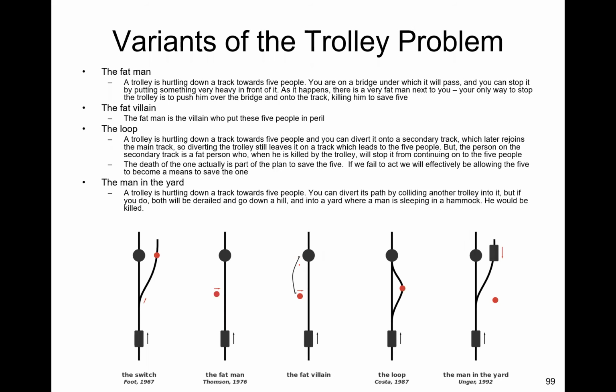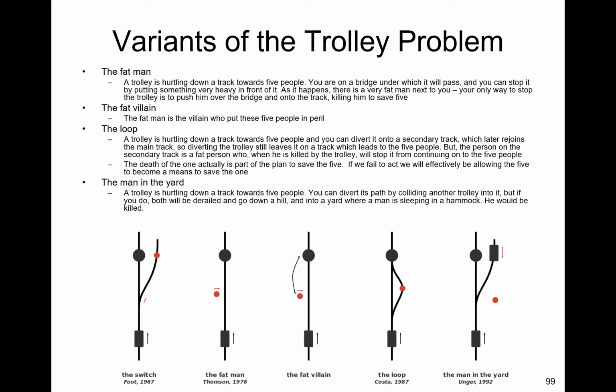There are many variants of the trolley problem proposed initially by philosophers. The fat man: you are on a bridge under which the trolley will pass, and you can stop it by pushing a fat man next to you. So your only way to stop the trolley is to push him over the bridge and onto the track. So the fat man is the villain who put these 5 people in peril.